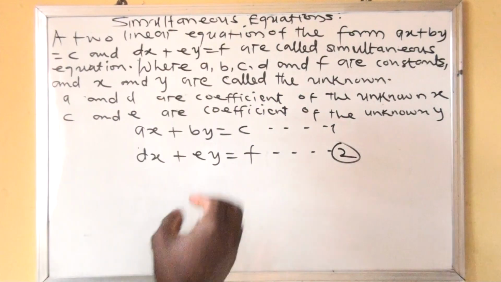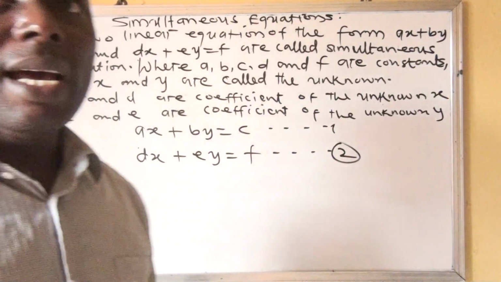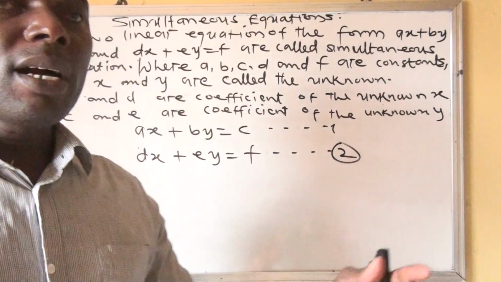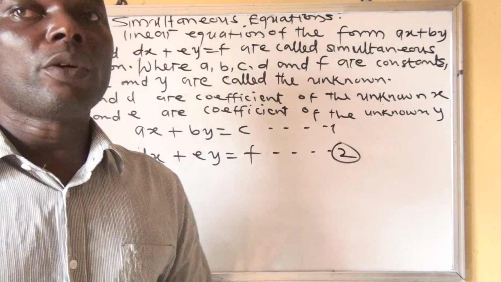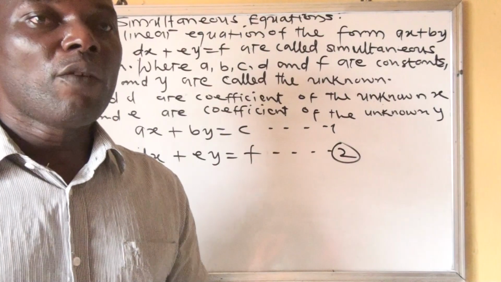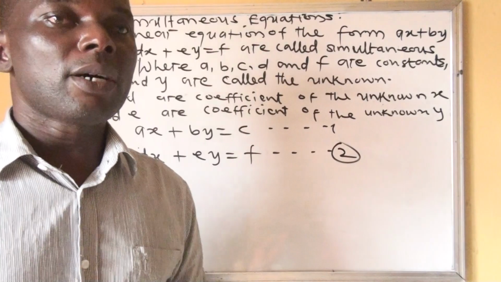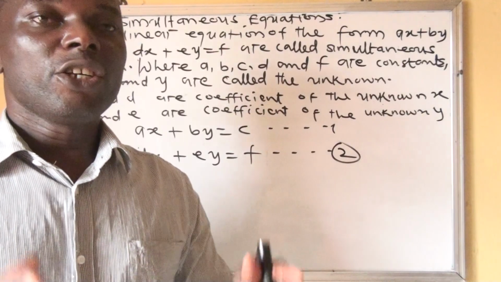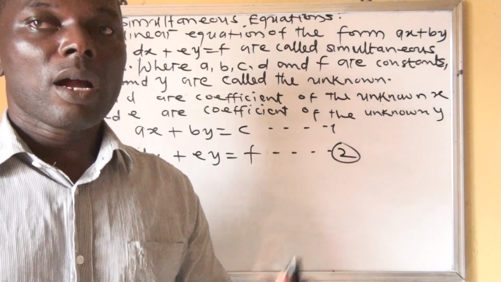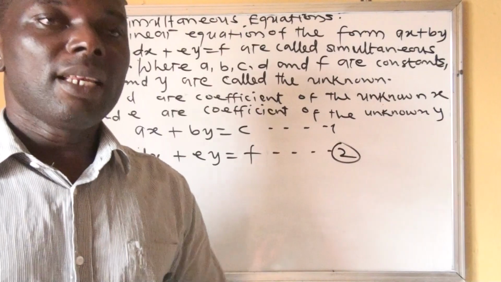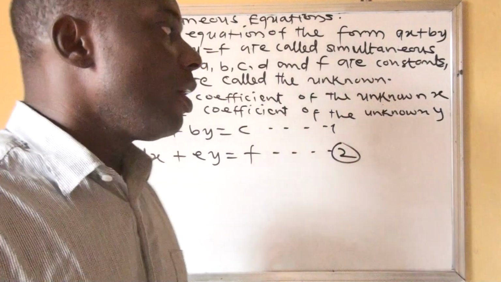In this class, we are going to look at how to solve simultaneous equations. We have three methods that are used to solve simultaneous equations. One is the elimination method, another is the substitution method, and the very last one is the graphical method. But in this class, we are going to look at the elimination method.